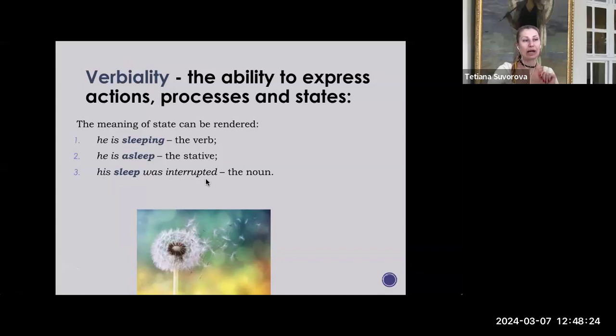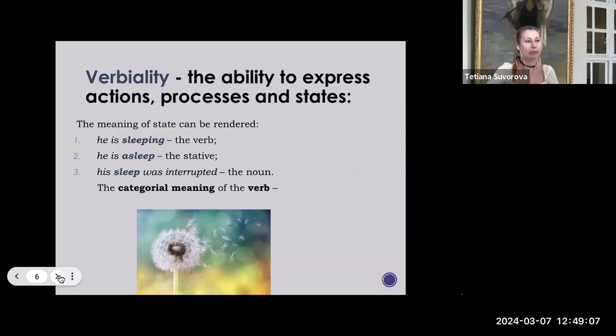His sleep was interrupted, by the noun. So in Ukrainian as well, we have the meaning of verbality, processuality, which can be expressed by the noun, because generally a very important function of the noun is nomination. It gives a name to something. And of course actions can also be nominated. So given a name, then it is a noun, of course, for example, sleep. Not in all situations, but very often it's possible.